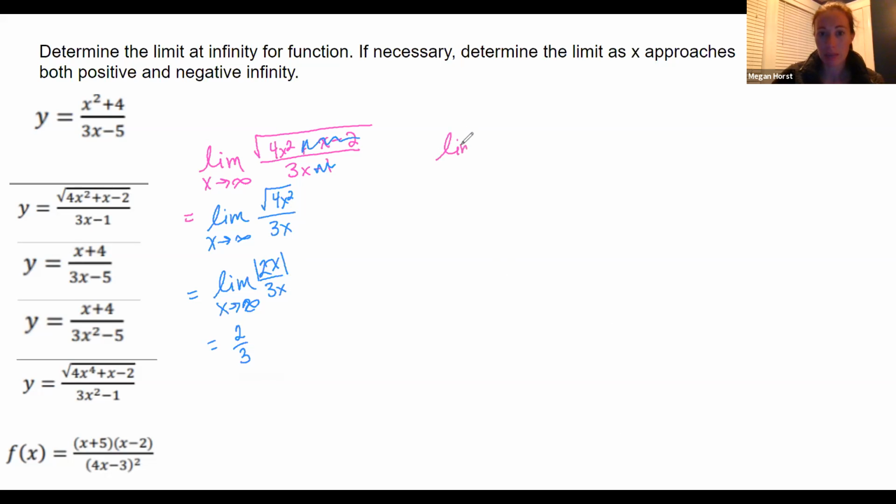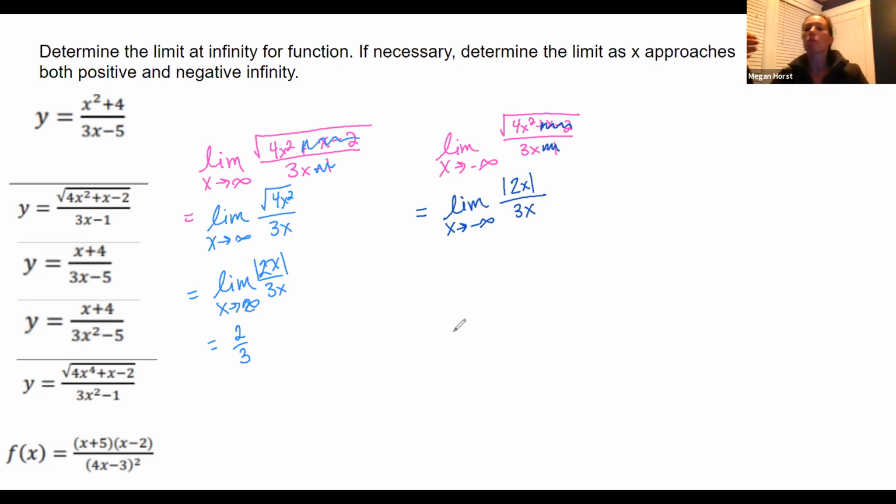I have the limit as x approaches negative infinity now. And again, we're doing the square root of 4x squared plus x subtract 2 all over 3x subtract 1. Now again, I'm going to go ahead and eliminate this extra stuff. And then I'm going to take the square root. So this now equals the limit as x goes to negative infinity of the absolute value of 2x over 3x.